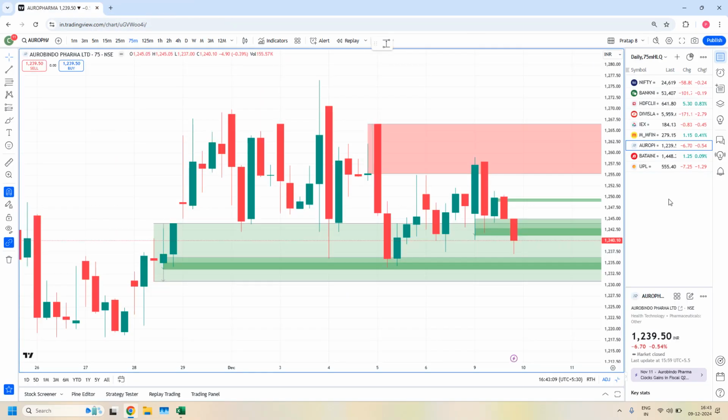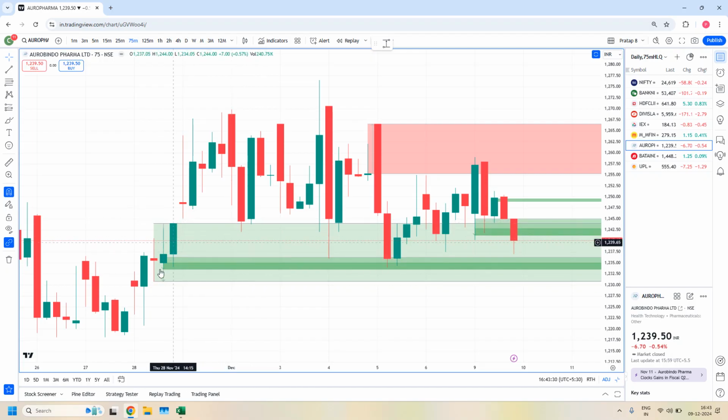Okay, now let's get into the analysis discussion. In the last report, we identified 7 high liquidity zones from daily and 75 minutes time frames. Out of these 7, we got 4 trades from 2 stocks. The first one is Aurobindo Pharma. This is a 75 minutes high liquidity zone.